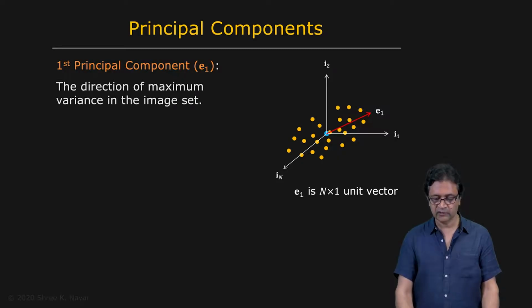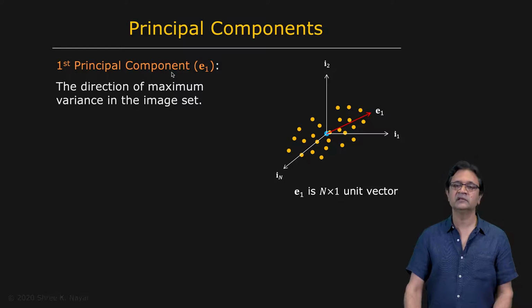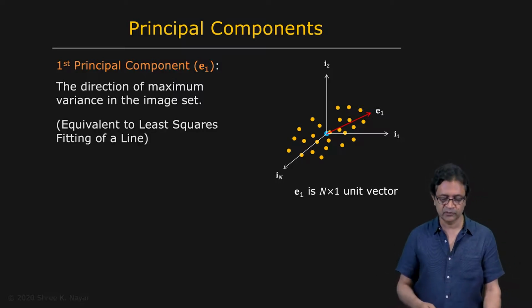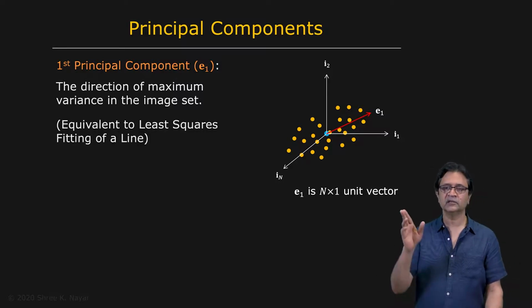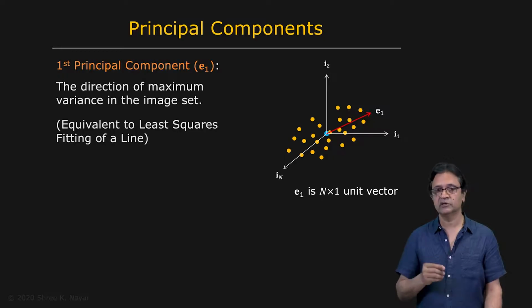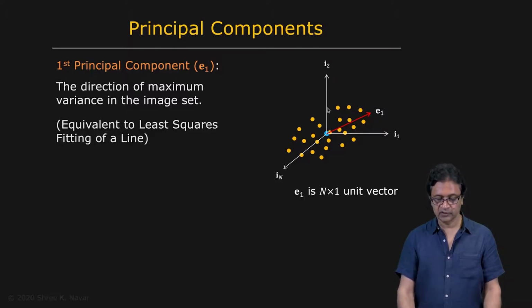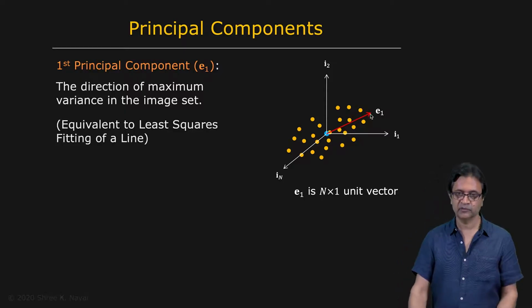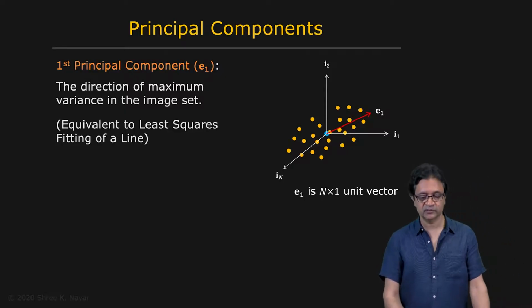That's what E1 really means, and that's your first principal component. It turns out that for the first principal component, the direction of that vector E1, which is a unit vector, is aligned with the direction of the best fit line you would get for this distribution. So if you apply a least squares fit and find a line, the direction of that line is the same as the direction of this first principal component. Okay, so that's your first principal component.